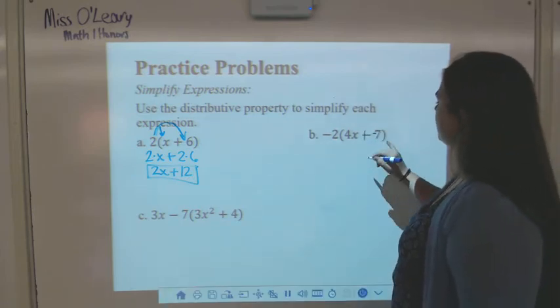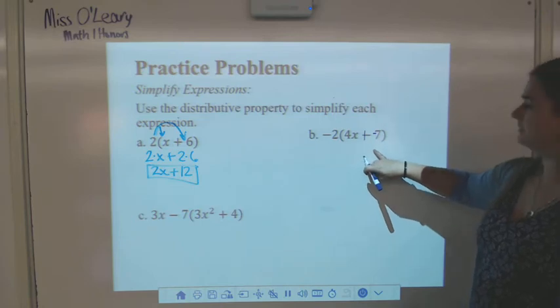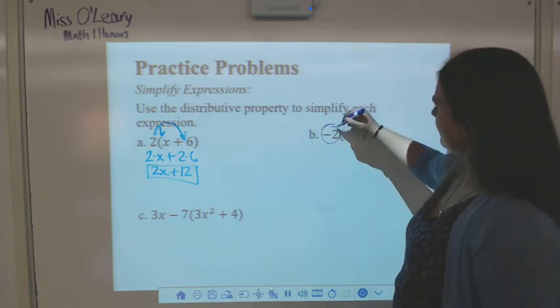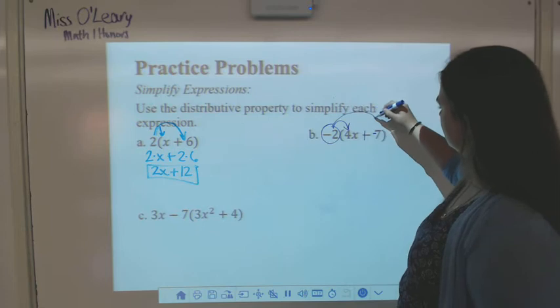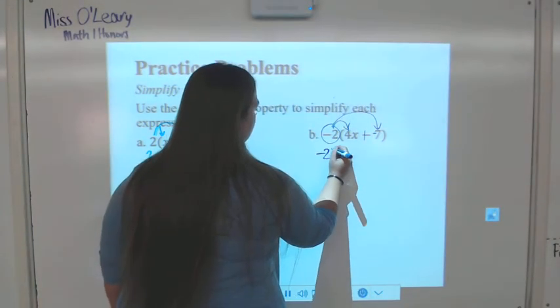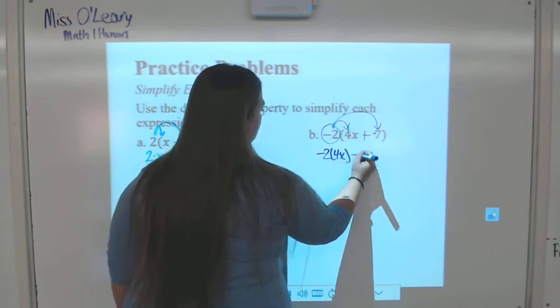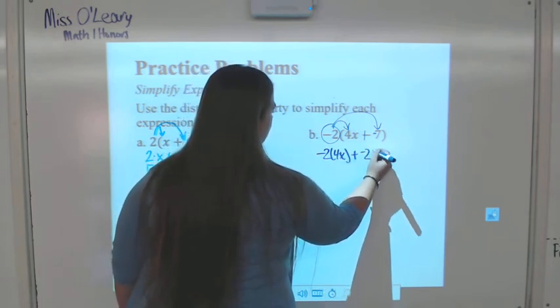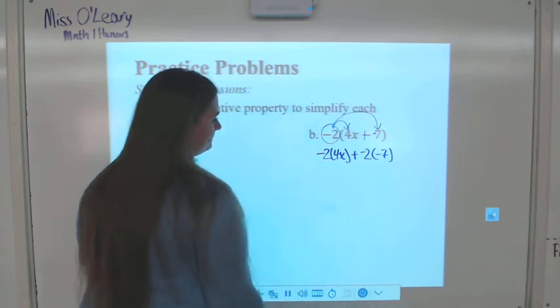That negative is really attached to my 7. I don't want to lose it. So what I'm going to do is take this minus 2 and apply it to my parentheses here. And I get negative 2 times 4x plus negative 2 times a negative 7.